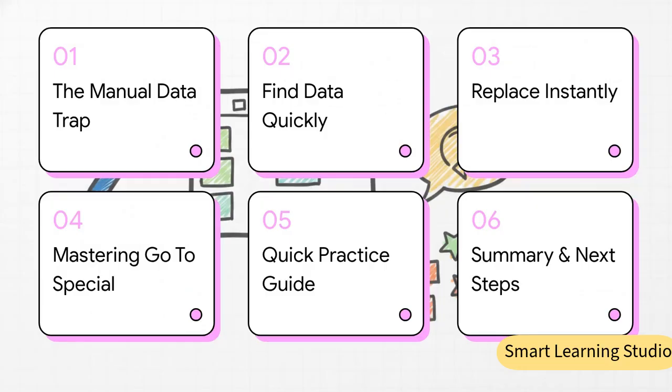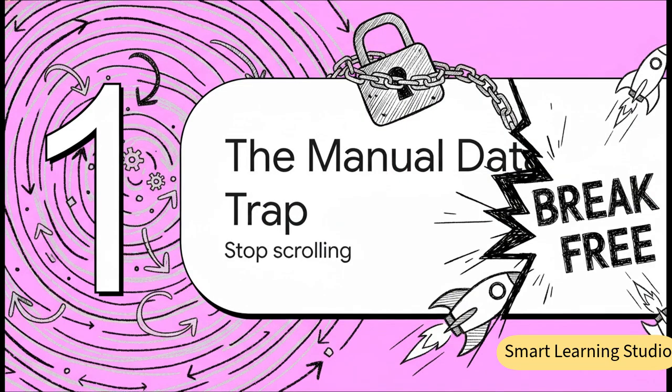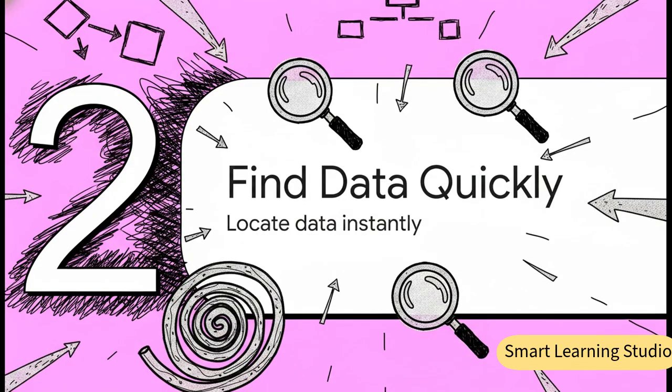Here's our roadmap for today. First, the manual data trap. Then, find data quickly, followed by replace values instantly. After that, mastering Go to Special, your quick practice guide, and finally, a summary and next steps. Starting off with Section 1, the manual data trap. Moving right along to Section 2, find data quickly.